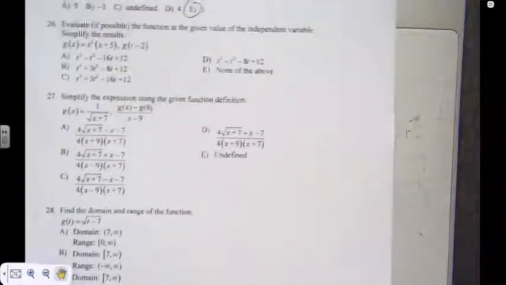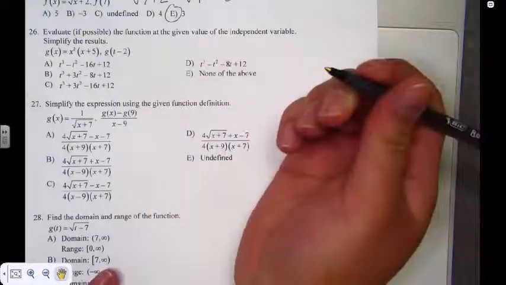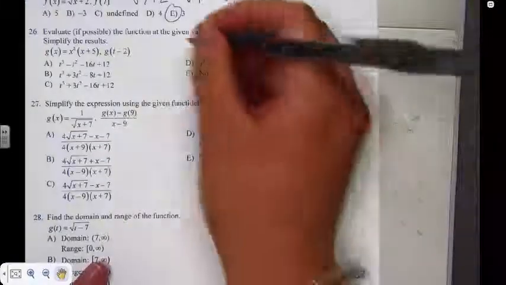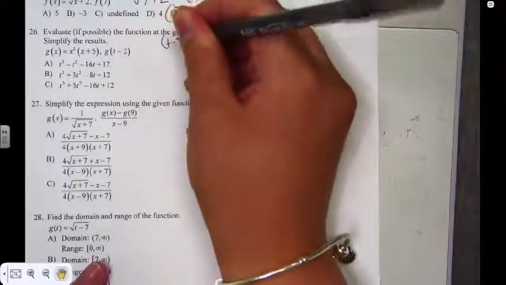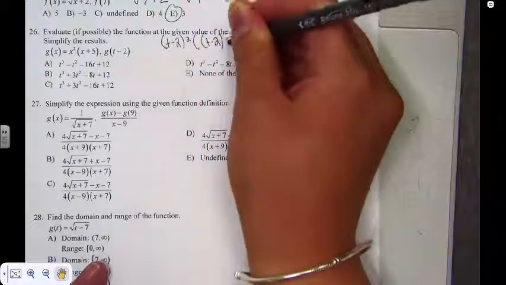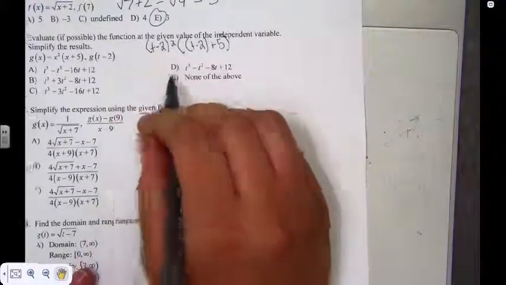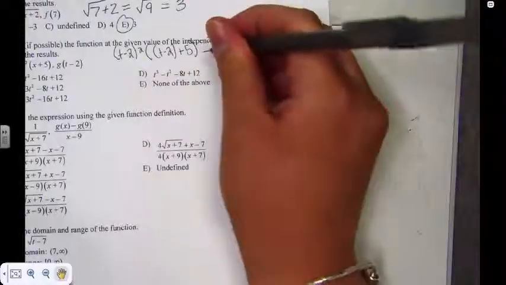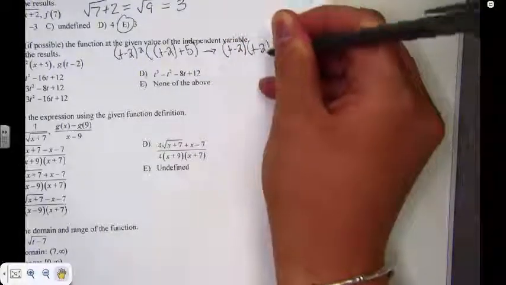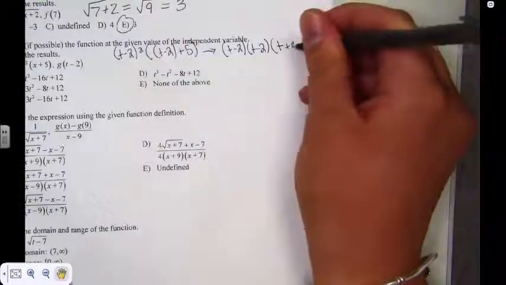And then for 26, we have g of t minus 2, and all that means to do is plug in t minus 2 into our x value. So we'd have (t minus 2) squared times (t minus 2) plus 5. And you want to separate out these t minus 2's because they're squared. So it'd be (t minus 2) times (t minus 2) times t, and negative 2 plus 5 is 3.